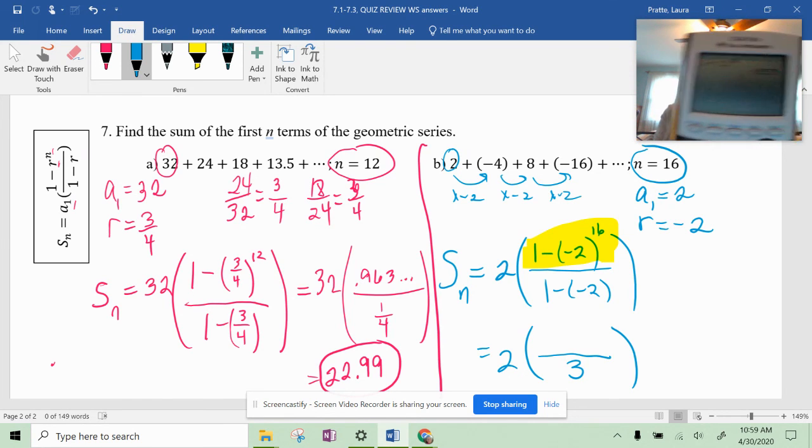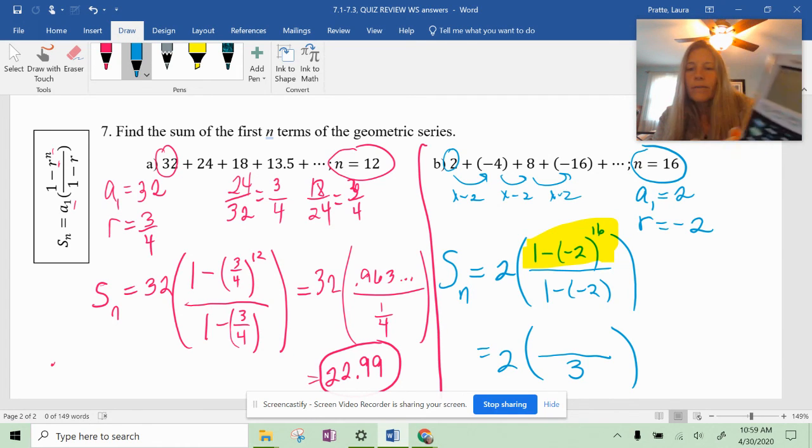You hit equals, and you'll have this number here, -65535. Leave it on your screen, divide it by the 3 that you get from doing 1 minus -2. And then that number can stay on your screen. You can multiply it by the 2 from out front of the parentheses. And then you get this -43690.